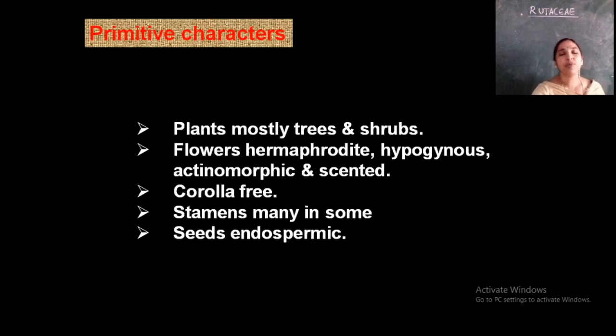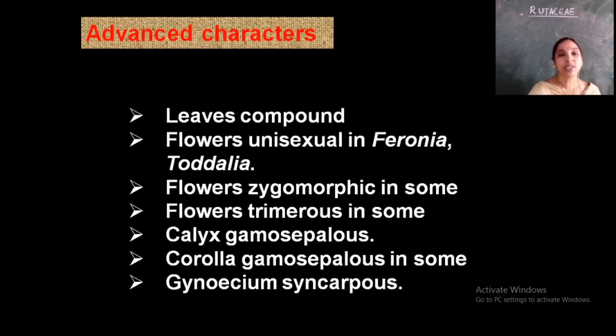And what are the primitive characters of Rutaceae? Trees and shrub condition. You know, herb is the advanced feature. Then bisexual, hypogyny. Hypogyny is a primitive feature. Actinomorphy is a primitive feature. Smell, scent is a primitive feature. Free corolla is primitive. What is the advanced condition? Compound leaves, unisexual flower in some members, zygomorphy in some members, trimerous in some members, etc.